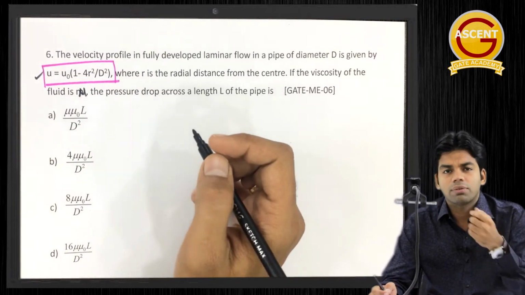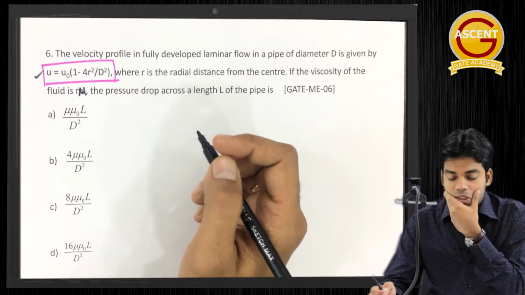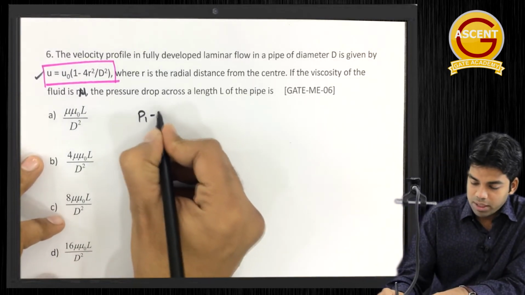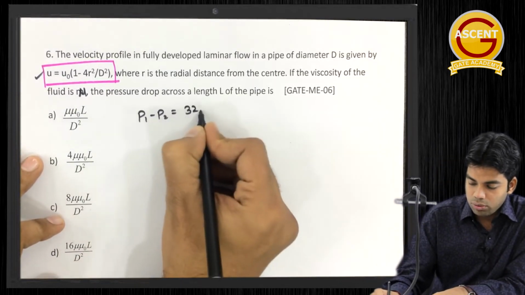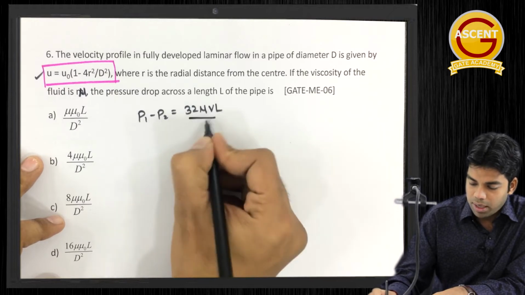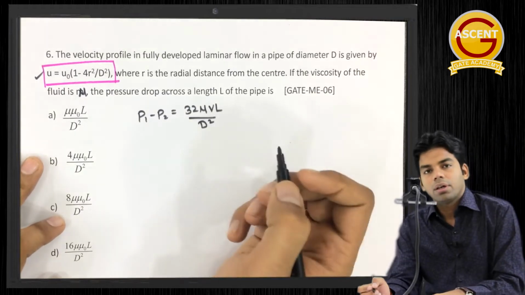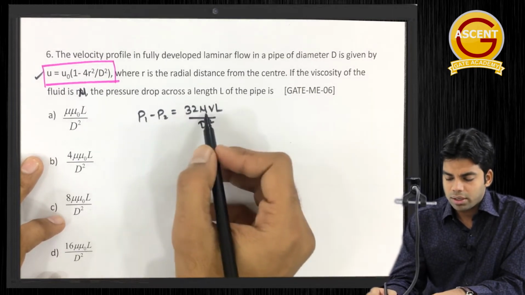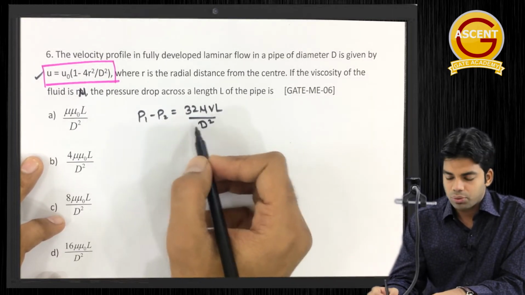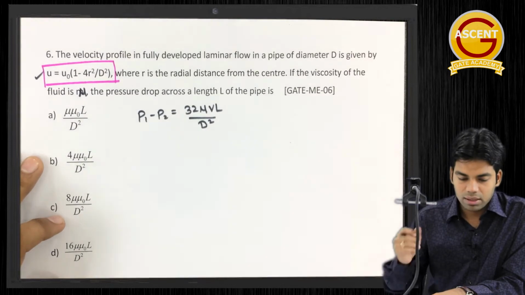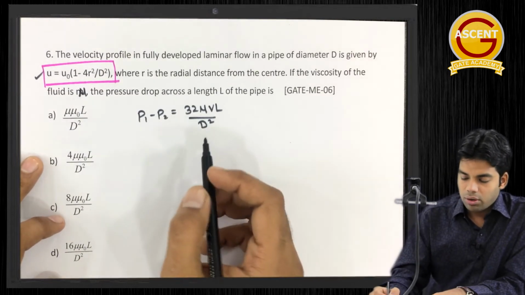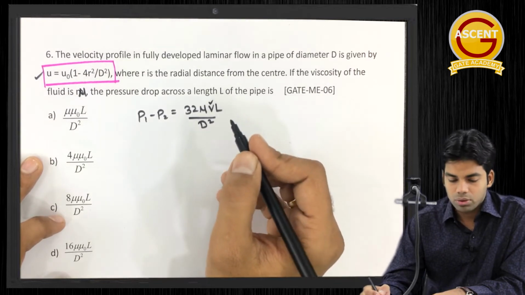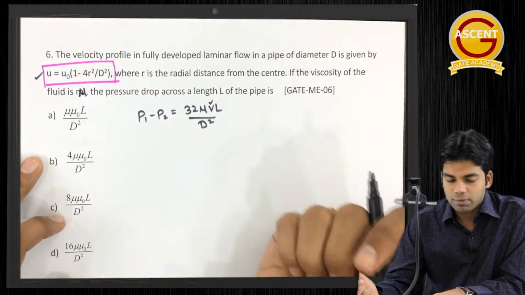So we have already solved such a question. For determining the pressure drop, we know P1 minus P2 is 32 mu VL by d square, or P1 minus P2 by rho g is equal to 32 mu VL by rho g d square. Rho g gets cancelled out, as we have seen in this formula. Now for this we have to calculate the mean velocity V. How can we calculate the mean velocity?